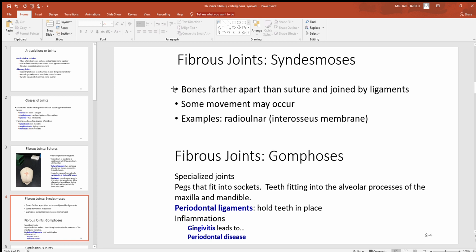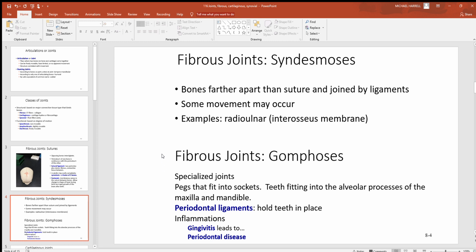There's another type of fibrous joint called a syndesmosis. Here the bones are a little bit further apart than what you see in the suture, but they are joined by ligaments. If you were to look in between your radius and ulna, remember that's those two bones in your forearm, there's lots of strong fibers, lots of collagen fibers forming ligaments, binding and holding these bones together. There's not much movement in between them, a little bit more than what you might see with the flat bones of the skull, but not much.